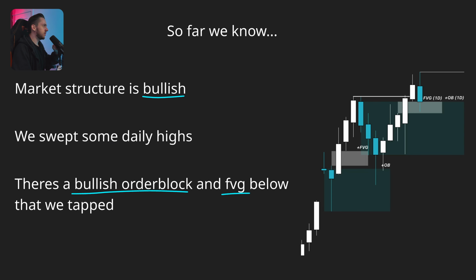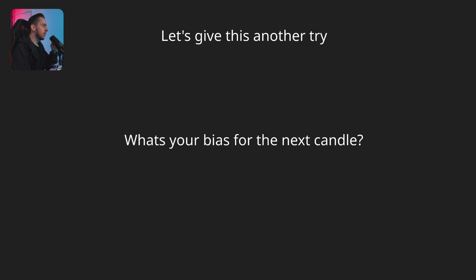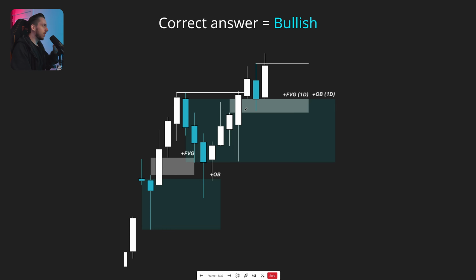So far, this is what we know. Market structure is bullish, and this is going to answer your first question. We swept some daily highs, and there's a bullish order block and fair value gap below that we tapped. And this is going to answer your second question. Let's give this another try. What's your bias for the next candle? If you said bullish, congratulations. This is exactly how you call the daily bias.